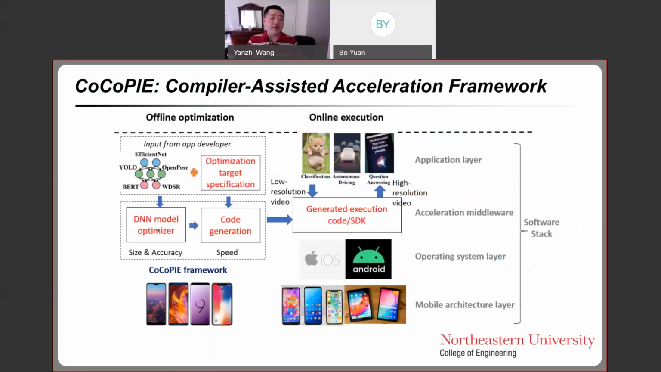From the offline optimization part, we optimize both the neural network model and also the code from the compiler code generation. And we generate executable code or SDK or a middleware, which lies on the middleware layer of the software stack, and which can interact with the application layer, but it can be integrated into the application or the operating system, depending on our collaborators. And then we have an underlying mobile architecture layer that can be different mobile devices, like mobile phones, embedded platforms, or auto-driving platforms.